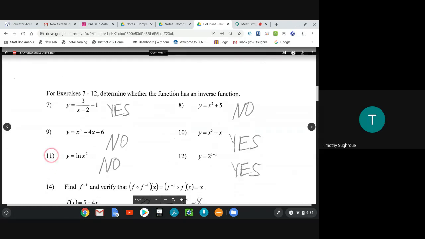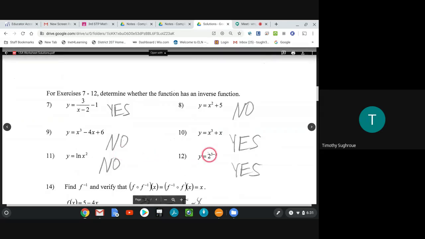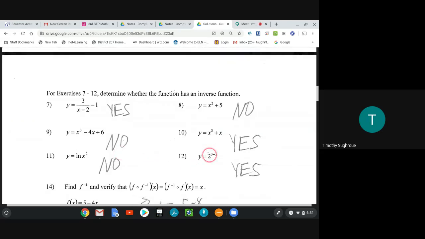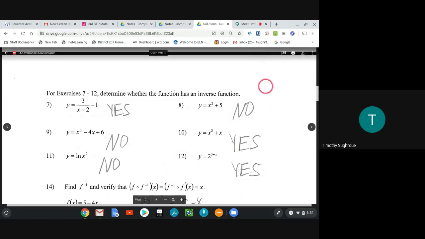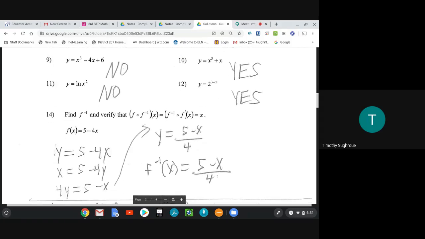11 does not have an inverse because x is being squared. If that squared was not there, it would be yes. So the natural log of x does have an inverse function. The inverse of a natural log is an exponential. So 12 is yes. This is an exponential function. An exponential function is either always increasing or always decreasing. So this has an inverse. Again, you can type it in your calculator and see that it is one-to-one. Problem number 14.